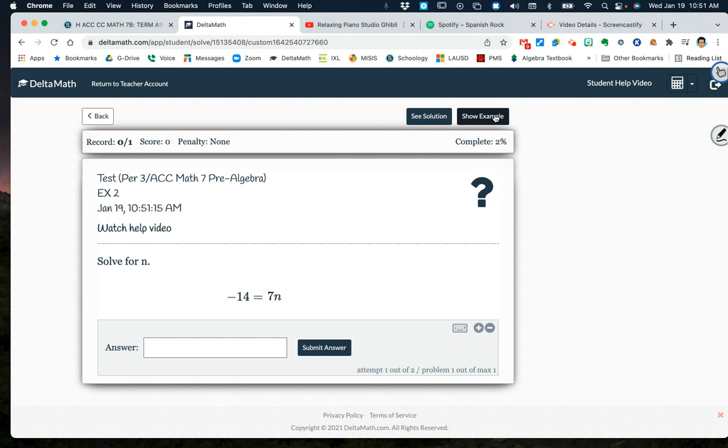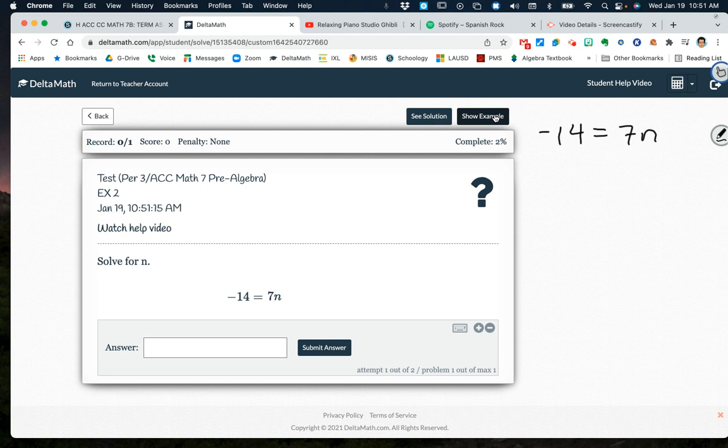So this equation is -14 equals 7 times n, 7n. It's reversed, right? We're used to seeing the variable on the left. Is that okay that it's on the right? Yeah, doesn't matter. Do you want to solve it that way or flip the equation? Solve it that way. I'm okay with that.